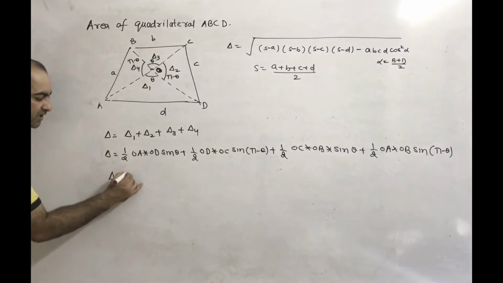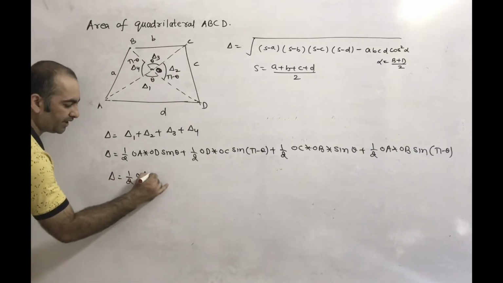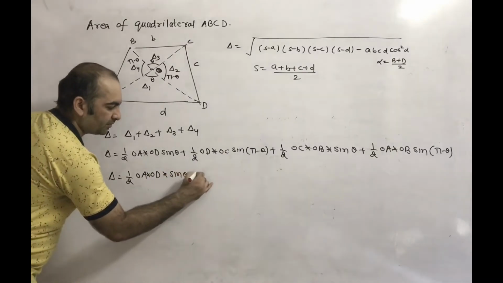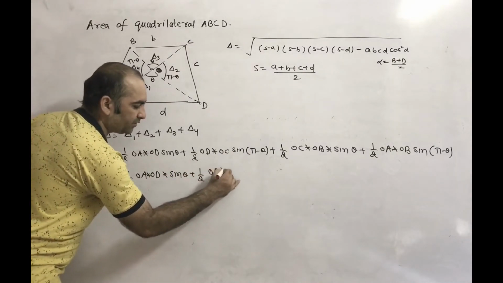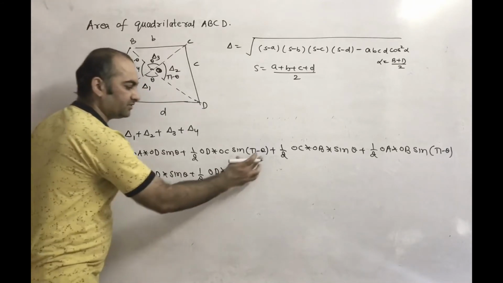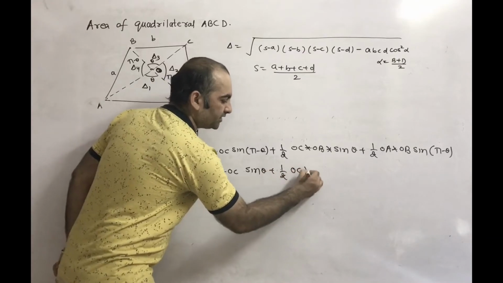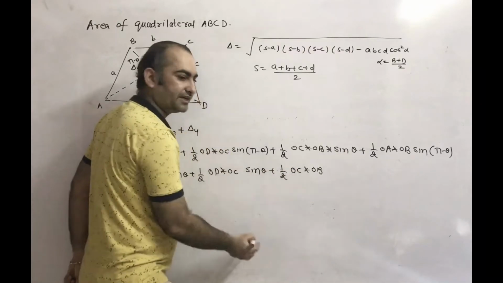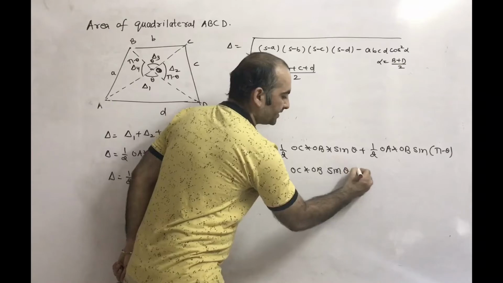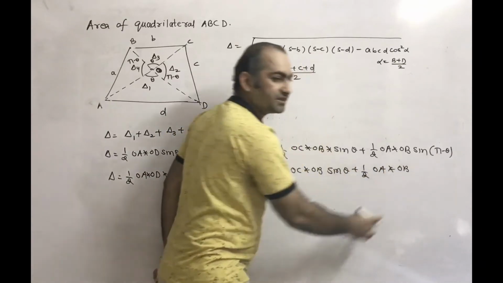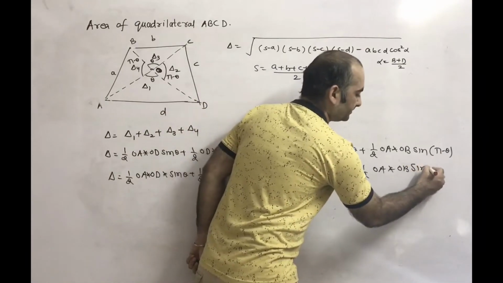So delta equal to 1 by 2 OA OD into sine theta plus 1 by 2 OD into OC, and sine of pi minus theta is sine theta, plus 1 by 2 OC into OB sine theta as it is, plus 1 by 2 OA into OB, and sine of pi minus theta is sine theta.